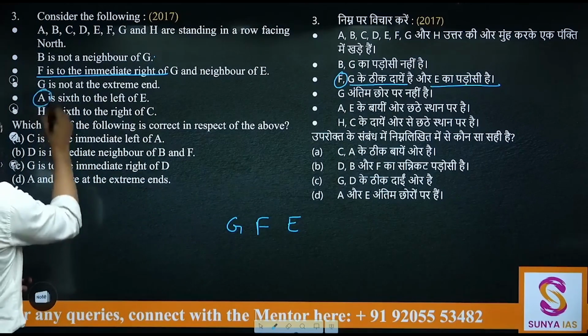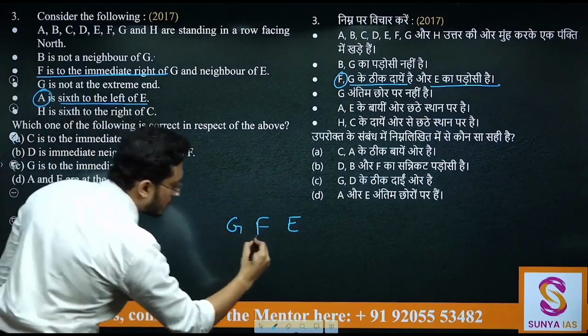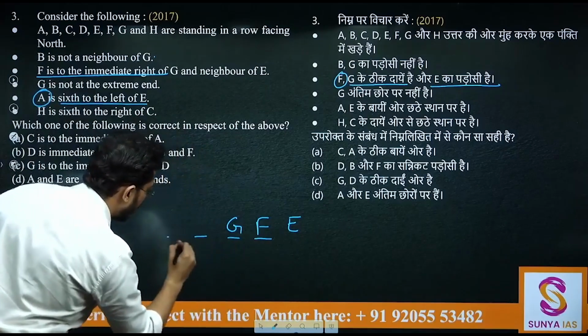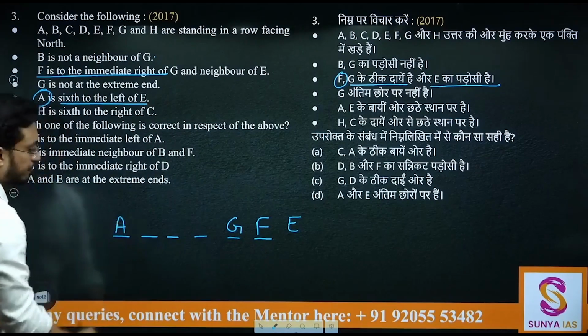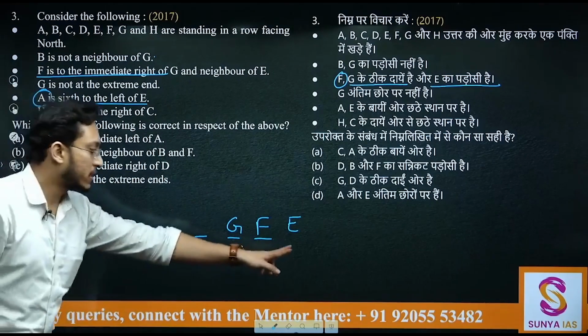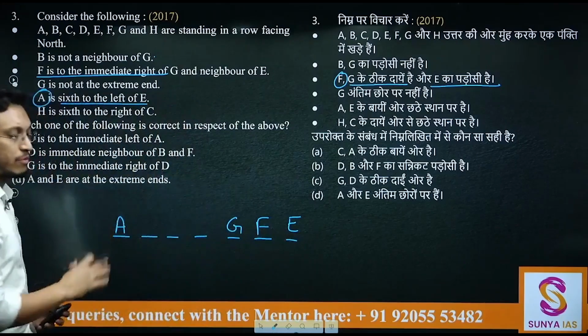A is 6th to the left of E. To the left of E, A is 6th. So this is 1st, 2nd, 3rd, 4th, 5th, and this 6th position is where A is sitting. So A is 6th to the left of E. So until now I have this much information.